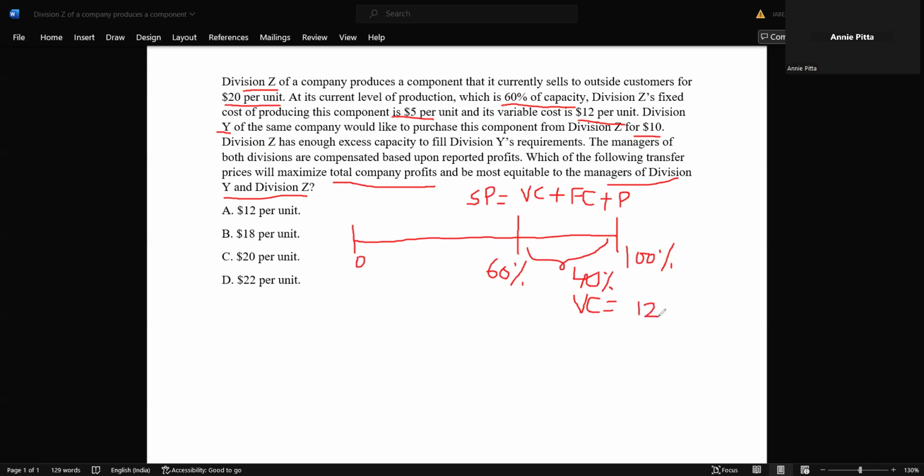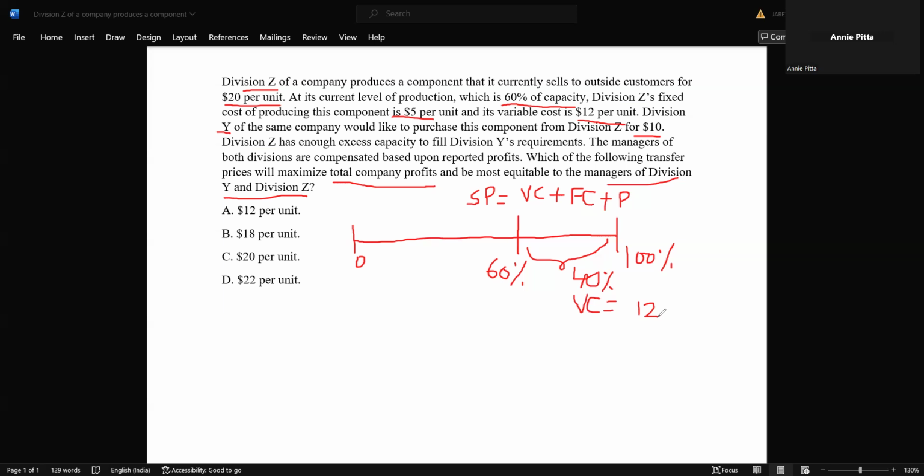So the least transfer price which division Z can offer to division Y is $12. Okay. That is one aspect of it. But if they transfer the material at a price of $12 per unit, it will not be profitable for division Z because they would be just recovering their variable cost and make no profit.